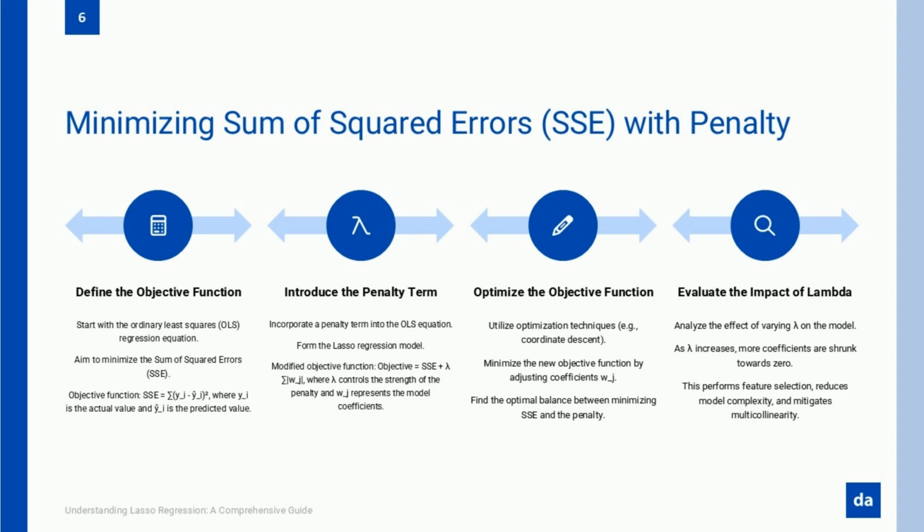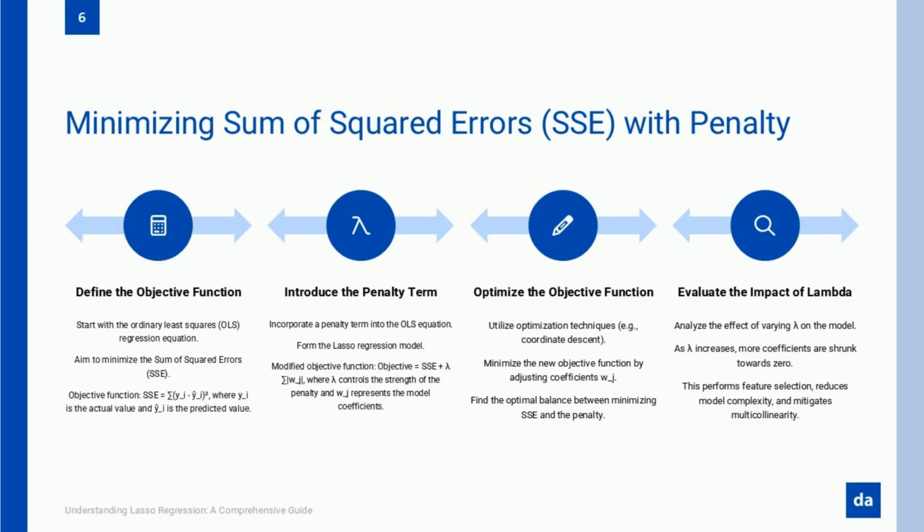So the goal is to find the right lambda, one that keeps the model lean, but doesn't strip away critical information. How do we do that? We don't just guess. We optimize it through a process called cross-validation.